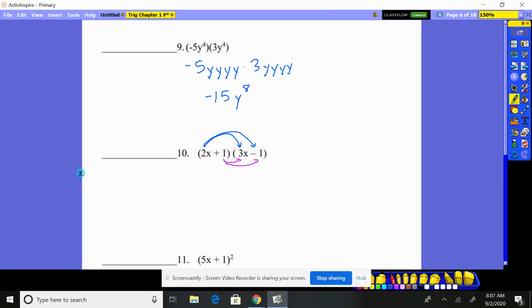I don't like that because it is only good for a binomial times binomial. Won't do us any good when we have a binomial times trinomial, which we'll see in a minute, or a trinomial times a trinomial. So just know I have to distribute each piece through. So 2x times 3x, well, 2 times 3 is 6, and an x times x is x squared. 2x times the 1 is minus 2x. 1 times the 3x, that's 3x. And 1 times negative 1 is subtract 1.